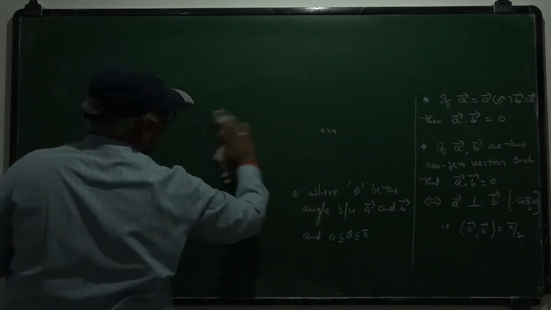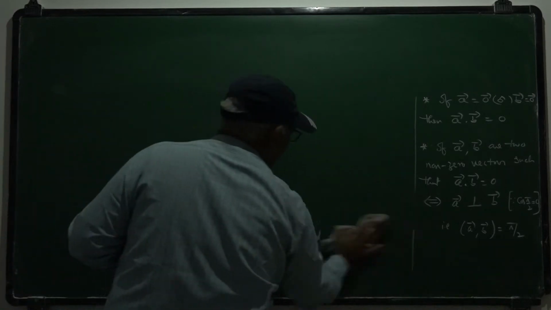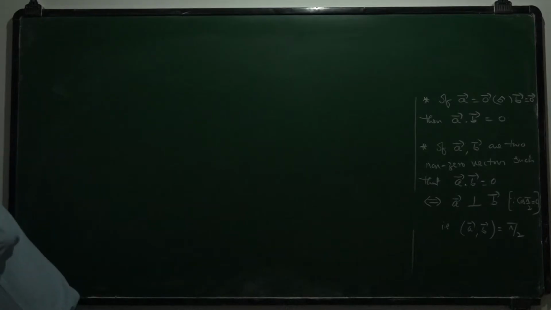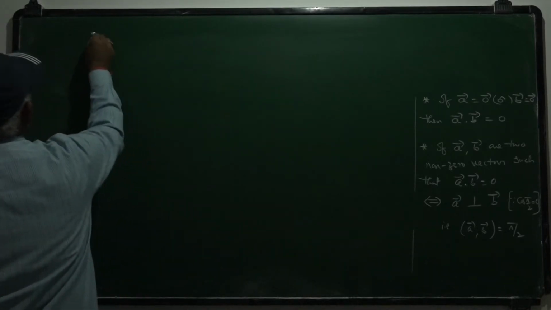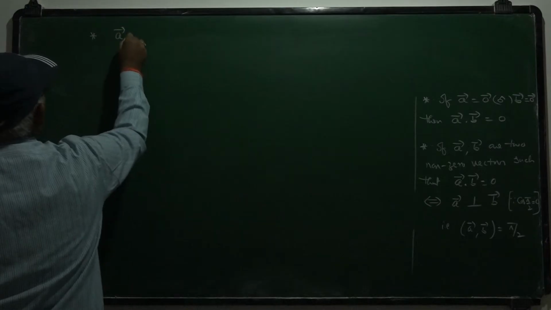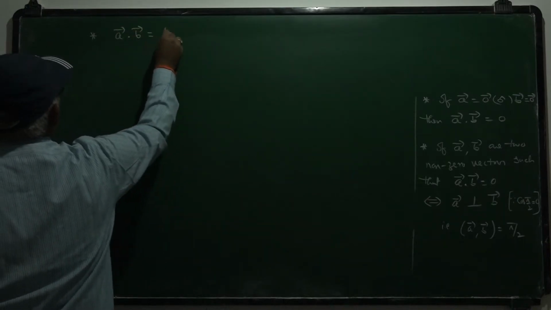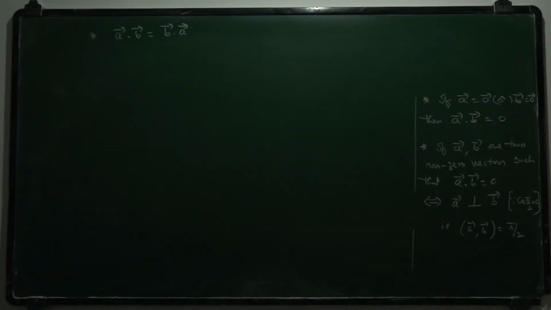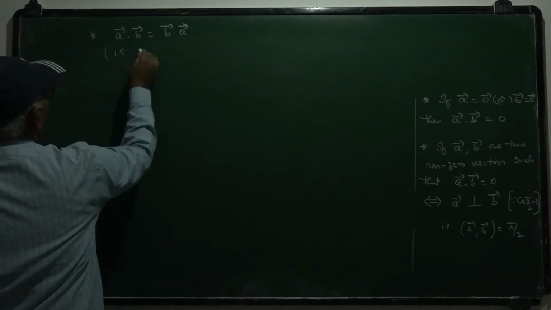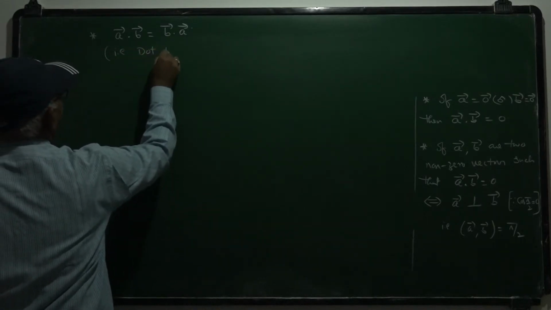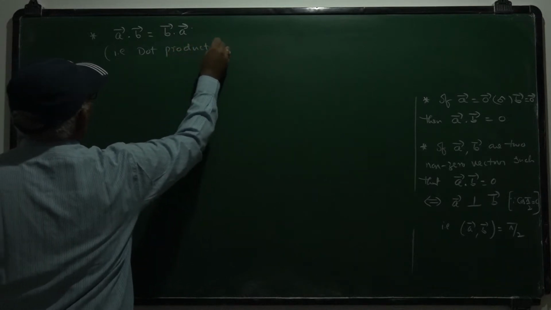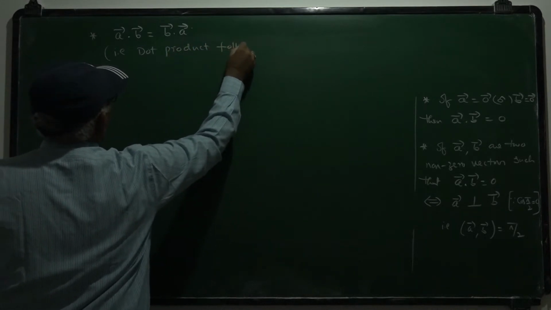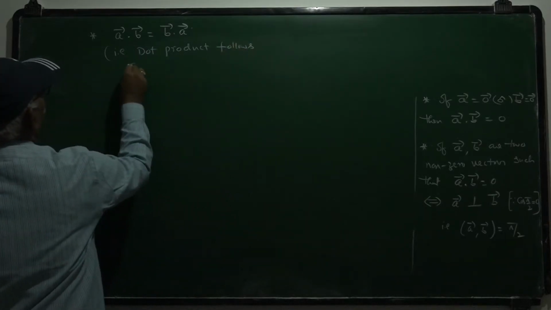Next, the point related to dot product is a bar dot b bar is always equal to b bar dot a bar. That is, the dot product of the vectors follows commutative law.